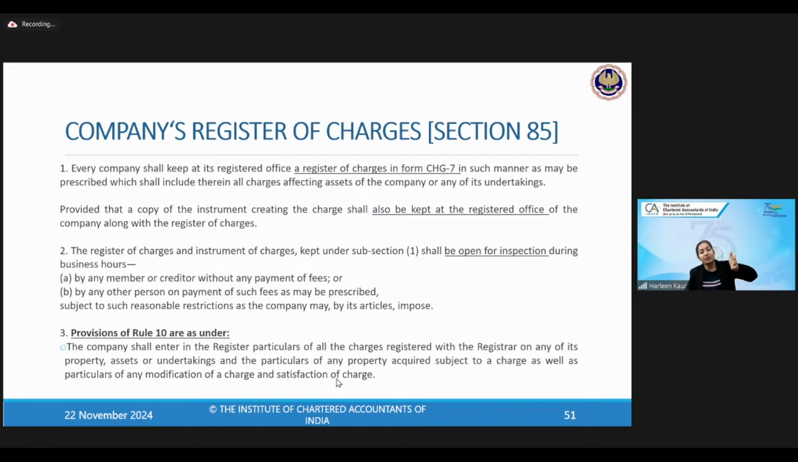Satisfaction means you have repaid the loan and now your charge gets free. So whatever modification in the terms and conditions happened, whatever satisfaction happened, each and every detail will be given under CHG 7.